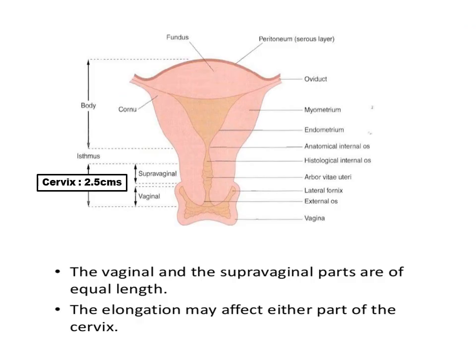The length of the cervix is 2.5 centimeters. The vaginal and supravaginal parts are equal in length. The elongation may affect either part of the cervix.